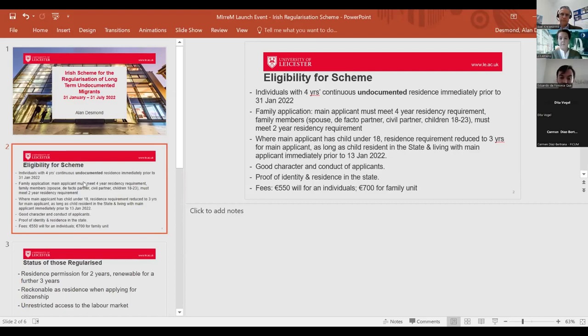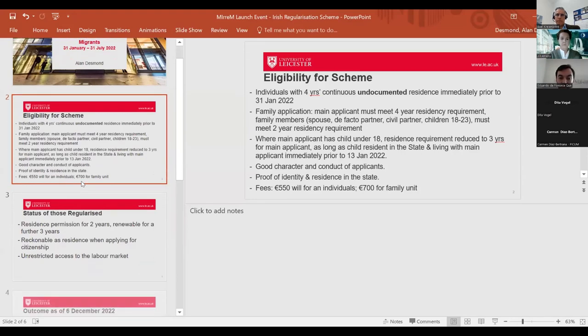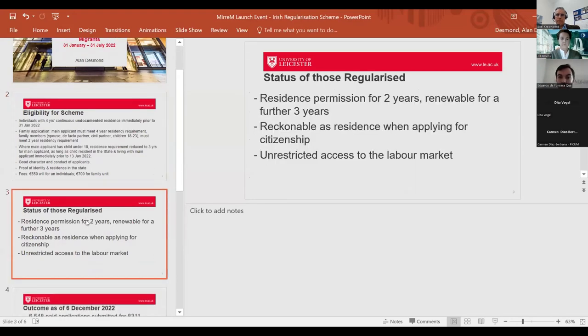Beyond the residence requirement, applicants had to show good conduct, good character, and also had to provide proof of their identity and proof of residence for each year of undocumented residence in the state. And then there were not inconsiderable fees also to be paid, €550 for individual applications or a family unit application for €700.